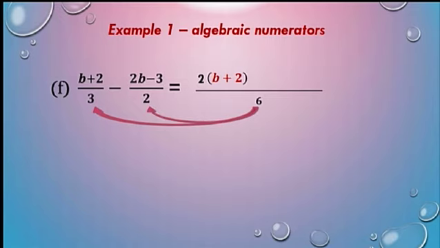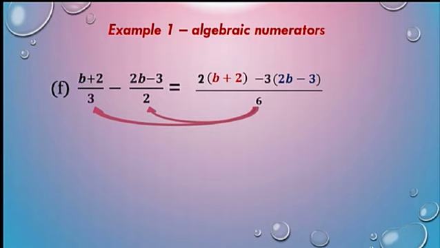Then 6 divided by 2 is 3. We multiply it with 2b minus 3, which is the numerator of the second fraction. Again, we need to make sure that we perform the expansion of the bracket in the numerator correctly, because here you have a negative sign in front of the second bracket.